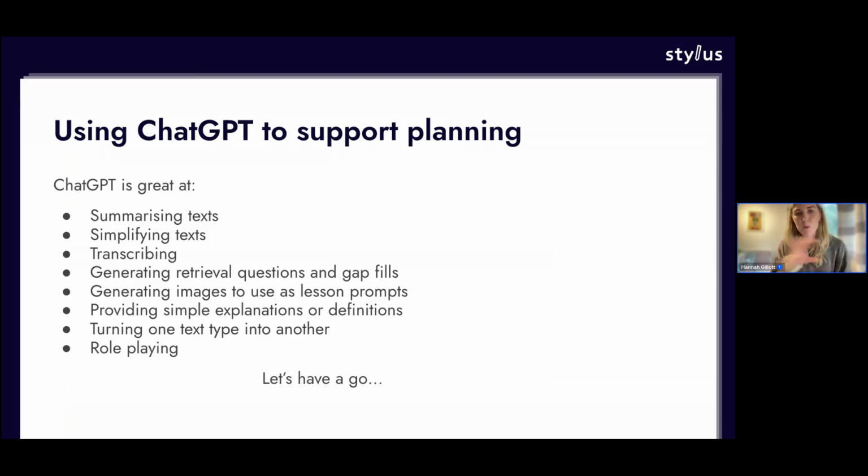And then turning one text type into another. So take this letter, turn it into an article, take this examiner's report and turn it into a student-friendly piece of writing. And role-playing as well. This is another one that you see talked about online a lot: getting ChatGPT to pretend to be Shakespeare so you can then ask it loads of questions about what happens in a particular play.